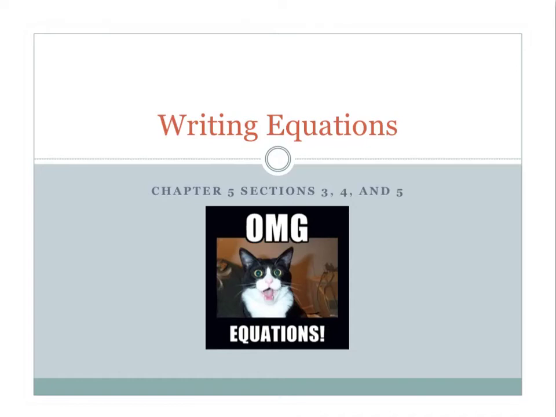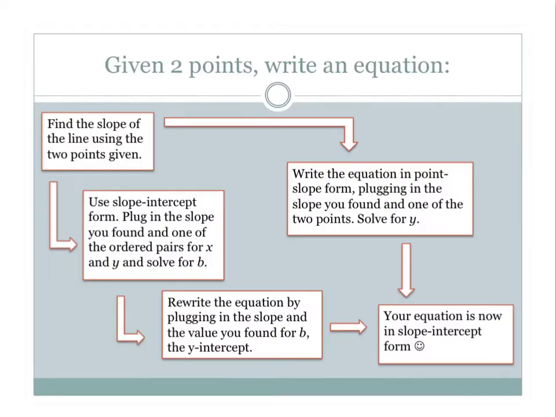We're going to learn how to write equations of lines when given 2 points that are on the line. I've given you the information tonight in a flow map. Given 2 points, write an equation. We're always going to start with the first step, which is to find the slope of the line using the 2 points that were given to you. And you know how to do that. You use your slope formula for that.